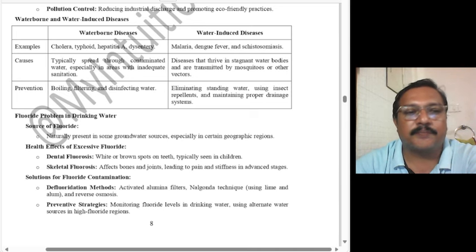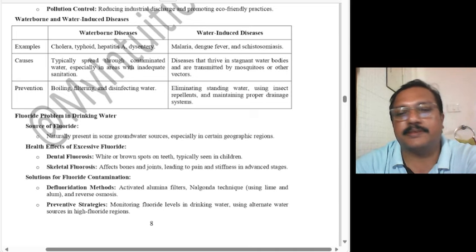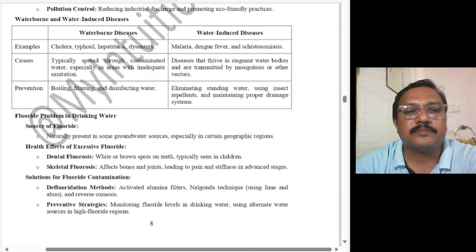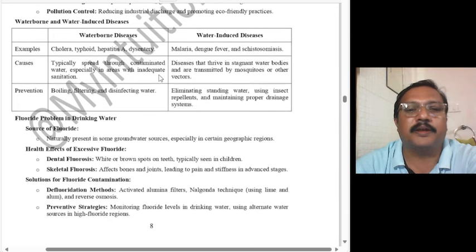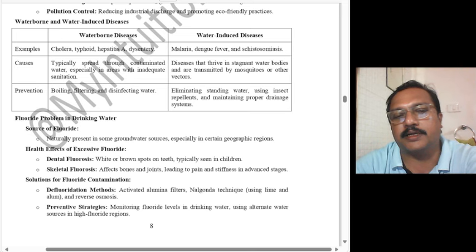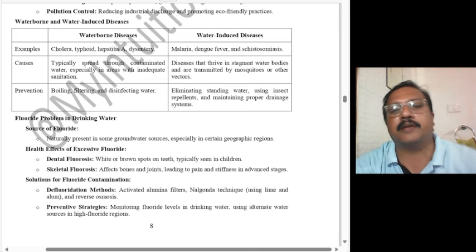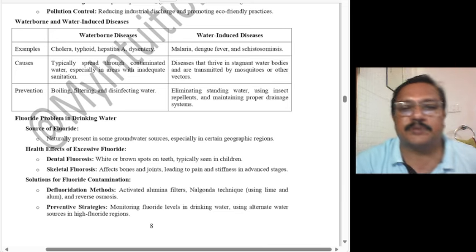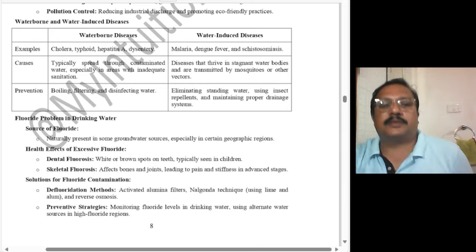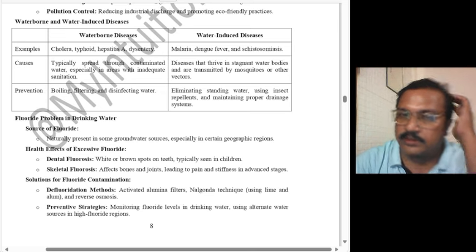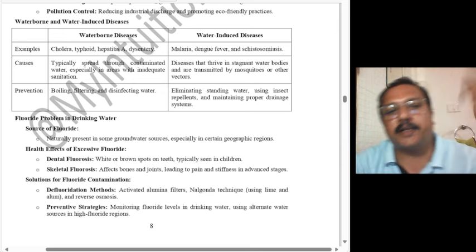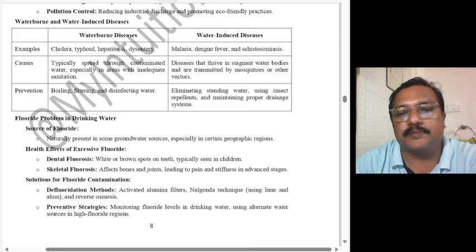stagnate there. So waterborne diseases are spread by drinking unclean water, while water-induced diseases are connected to the standing water where mosquitoes can breed. So with proper steps to clean our water bodies and manage the standing water, we can protect ourselves from this illness.